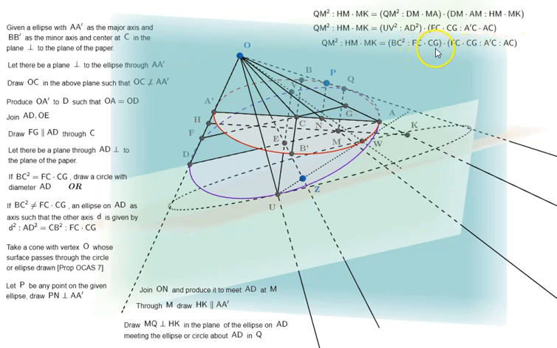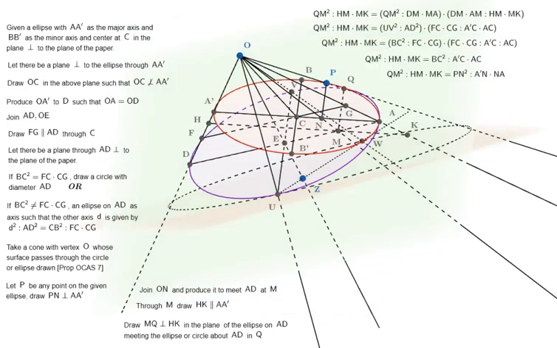So here FC times CG is the antecedent and here it is the consequent, so they cancel out. And we are left with QM square is to HM times MK is equal to BC square is to A prime C times AC. So let me highlight that. Let's first get rid of this plane so that we can see much more clearly.